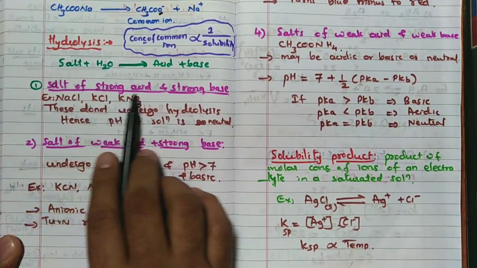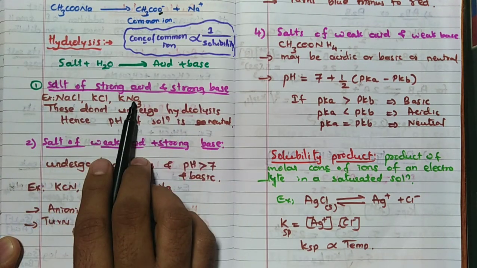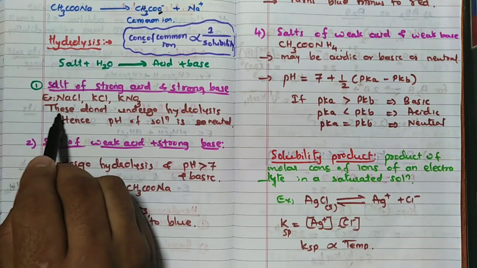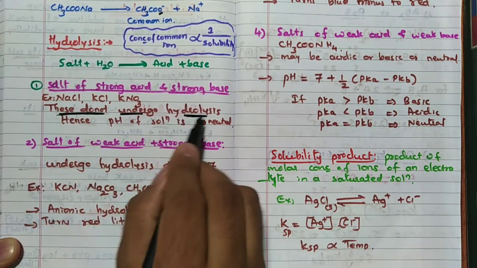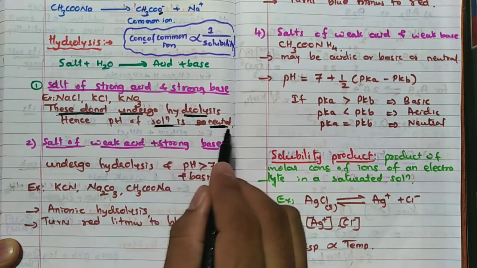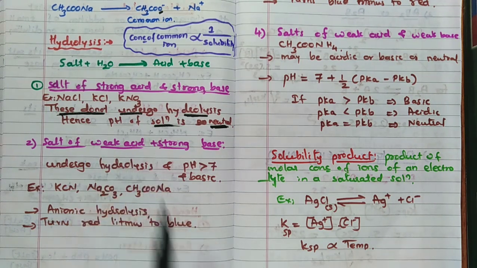Now you can see, if you consider strong acid and strong base, salt of strong acid and strong base: NaCl, KCl, KNO3, like that. So these do not undergo hydrolysis. Very important point. These do not undergo hydrolysis. Hence pH of the solution is neutral, equal to 7. Fix this in your mind. Wherever you see a salt made up of strong acid and strong base, then definitely it will never undergo hydrolysis.